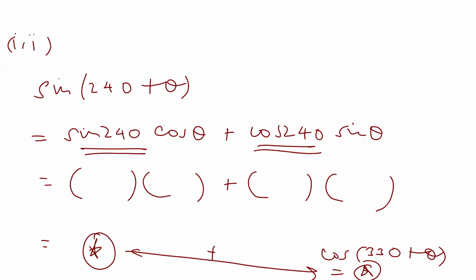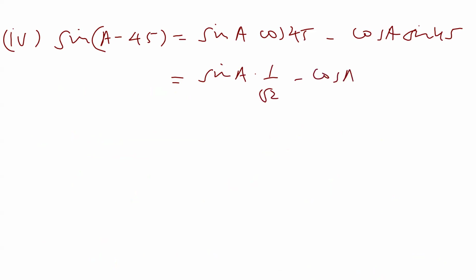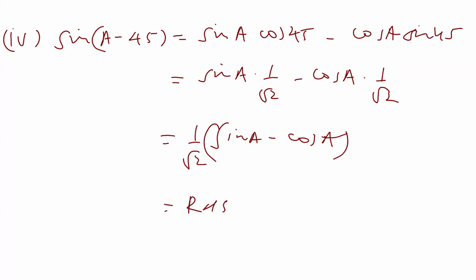Next one, fourth, sine A minus 45, sine A cos 45, compound angle formula, minus cos A sine 45. So sine A 1 by root 2, cos A 1 by root 2. Take 1 by root 2 common, sine A minus cos A. This is equal to your RHS. We started with LHS. Okay.